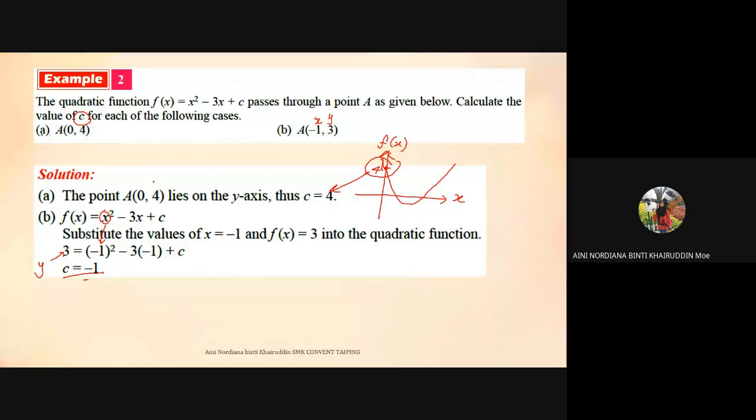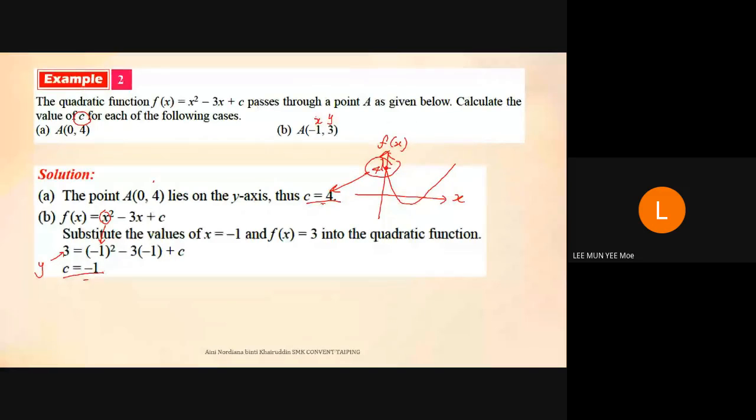For A, the question asks you to calculate the value of C. For C, as you know, it is the y-intercept. So if I draw the graph here, this is point A, (0, 4). It cuts the y-axis, so C is automatically 4. Okay?